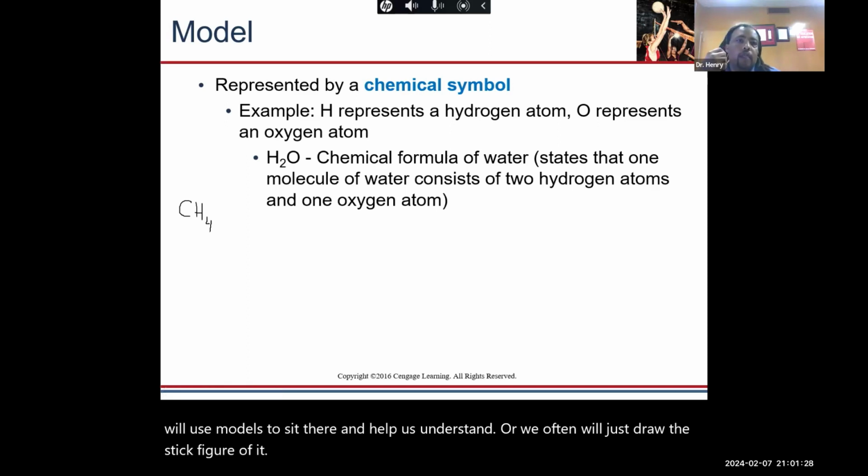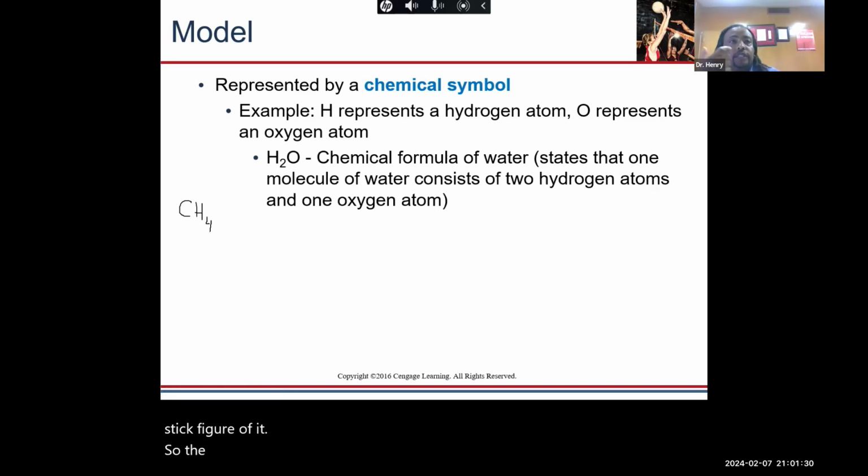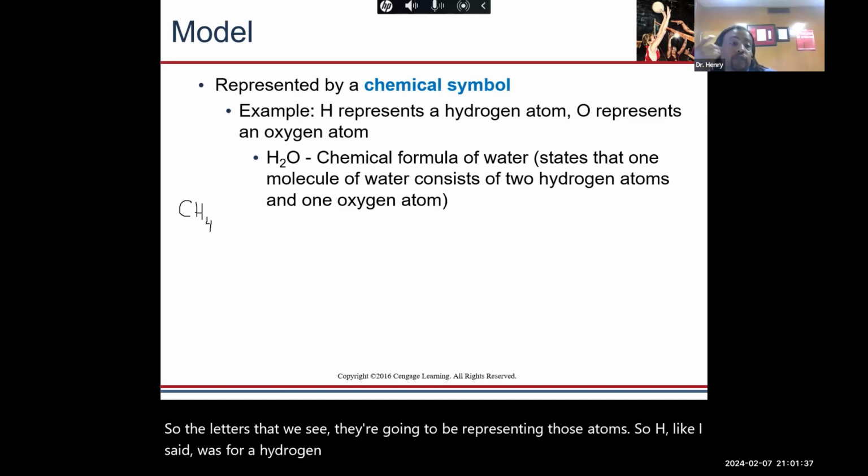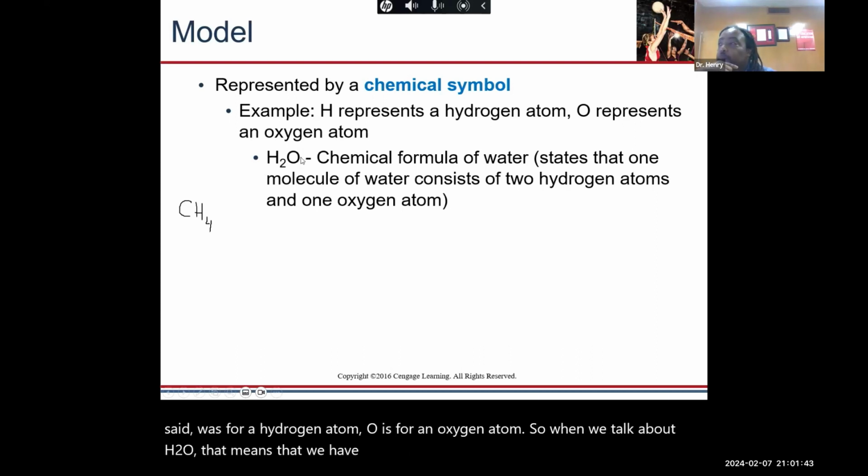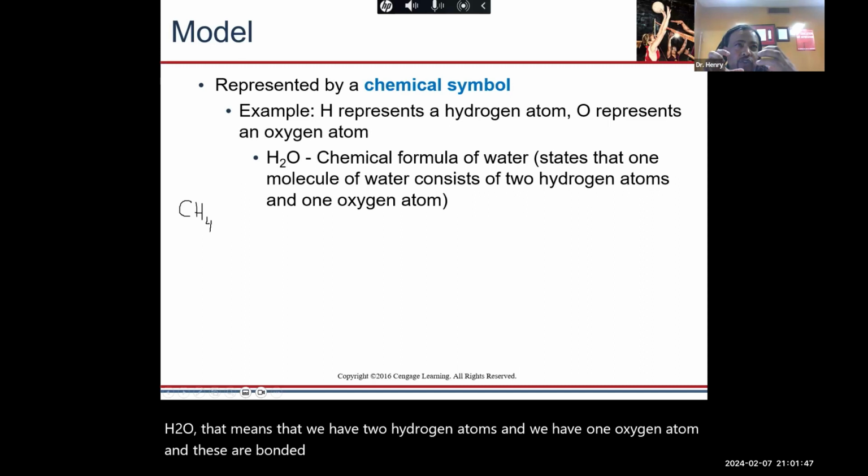So the letters that we see are going to be representing those atoms. H, like I said, is for a hydrogen atom. O is for an oxygen atom. So when we talk about H2O, that means that we have two hydrogen atoms and one oxygen atom. And these are bonded together, right? So they're a unit together. Okay.